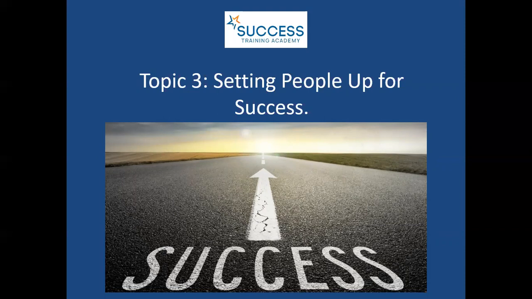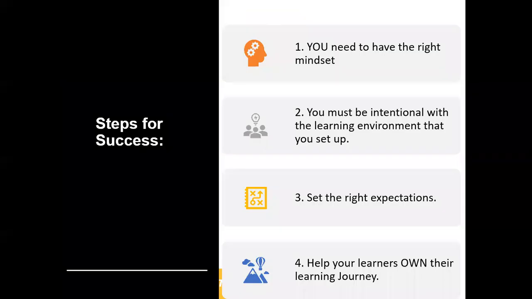Okay, so setting people up for success is critical. Please grab a pen and write some of these things down. Okay, so steps for success, I've broken it down into 4 core things. Number 1, you need to have the right mindset, because if your mindset is correct, then you'll be able to look at circumstances in the right way as a trainer.